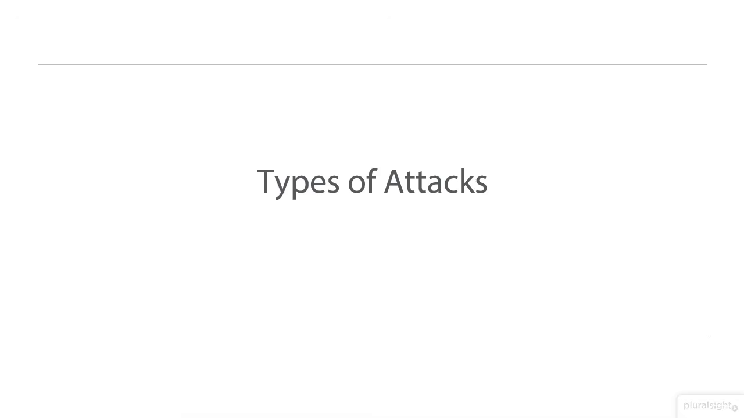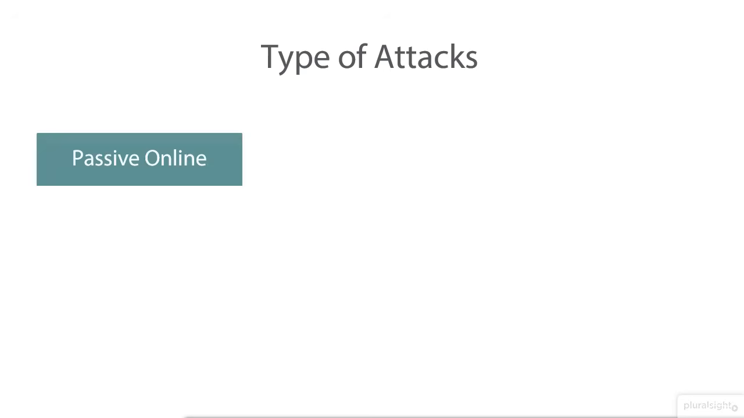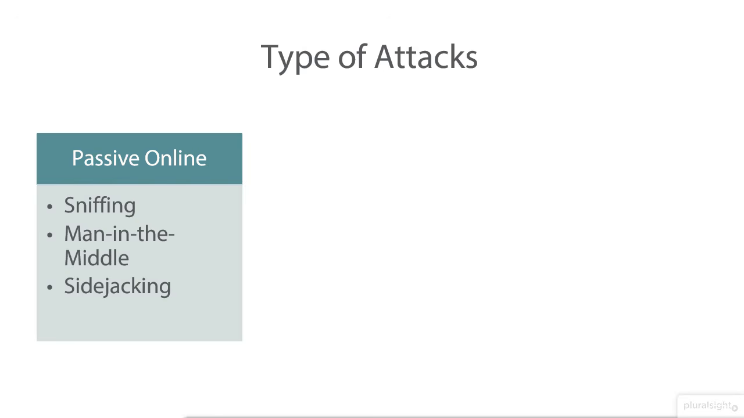Okay, so now that we know the different techniques used to do some cracking, let's talk about the types of attacks. Now, these are typically summed up in about four different categories. The first one being a passive online attack. Now, these type of attacks, again, they're passive, which means we're not going to have a direct communication necessarily with the machine or with the target.